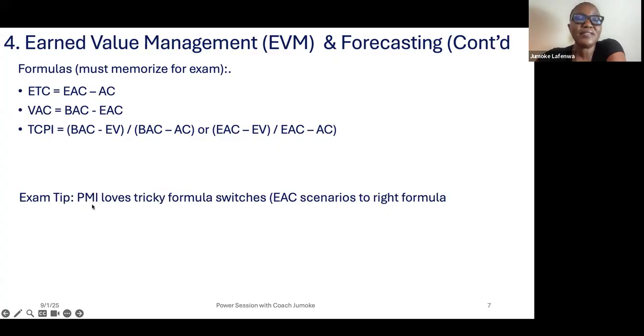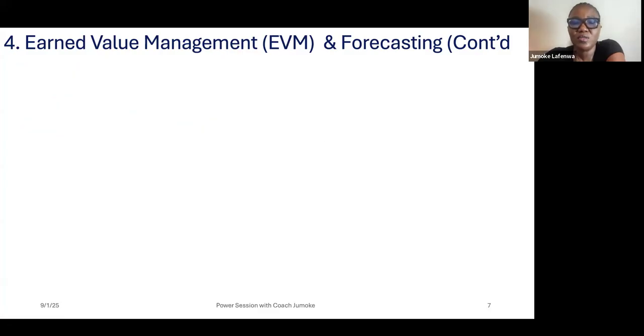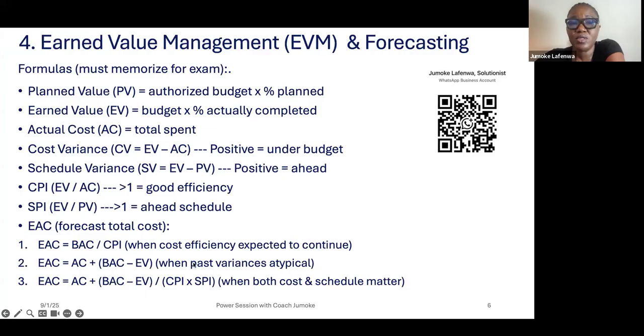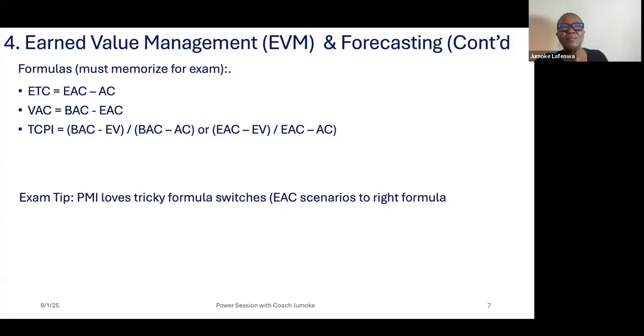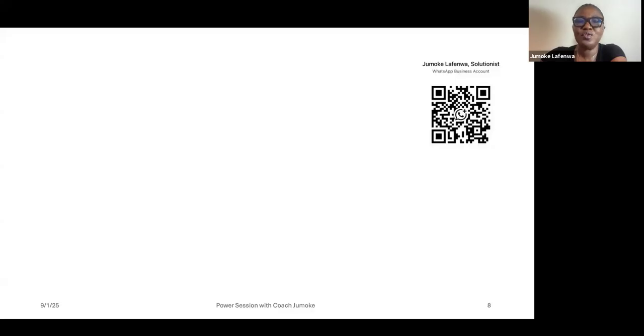Okay, another tip: PMI loves tricky formula switches. So for estimate at completion scenarios, make sure you are using the right formula. We have 3 different formulas depending on the scenario, so pay attention. In fact, most times when I see PMI's questions, I laugh because I can tell they are trying to be tricky. Anytime I see a question that is simple, I pause, because it is truly simple, but if you are not careful, you get it wrong. So you read, question yourself, read again, before you choose an answer.